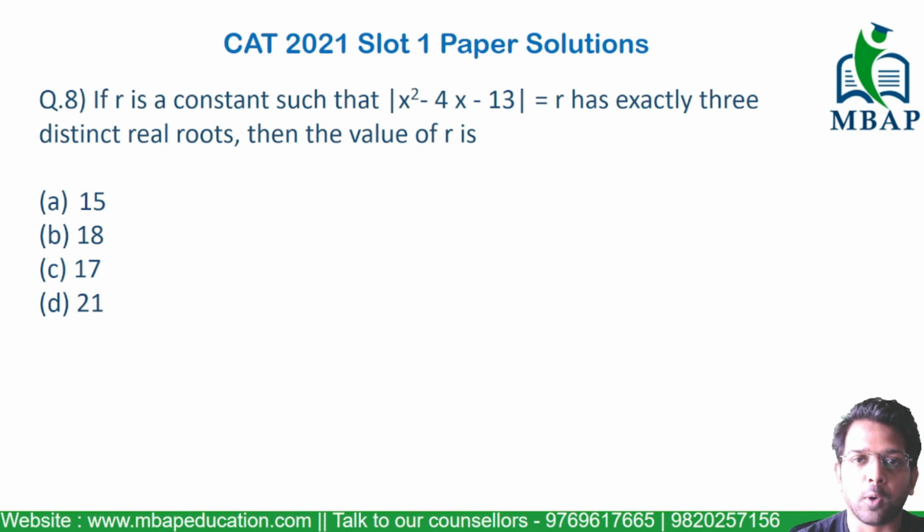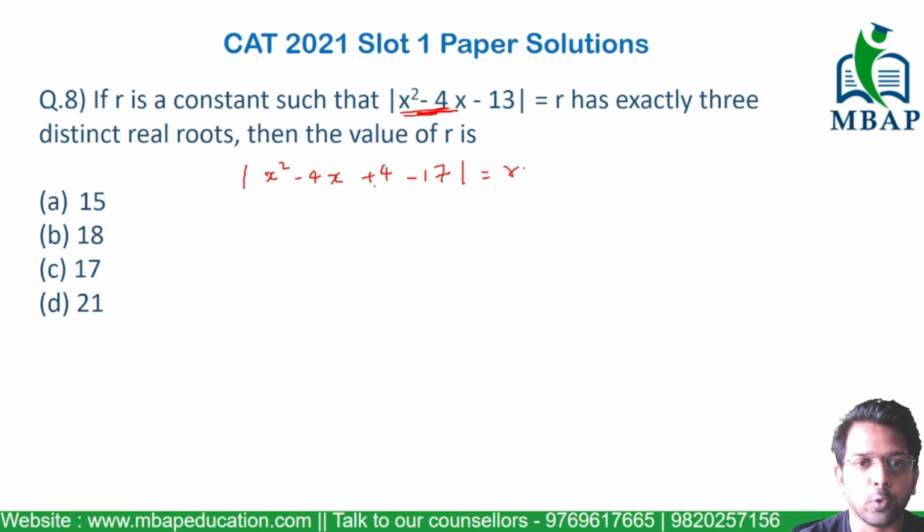So certainly if you open the mod, on one side x square minus 4x minus 13 should be equal to plus r, and on the second side x square minus 4x minus 13 should be equal to minus r. And the question is for what value of r this equation will have 3 distinct real roots. Now let's first try to express x square minus 4x minus 13 in the form of a perfect square. So let's make it x square minus 4x plus 4 minus 17.